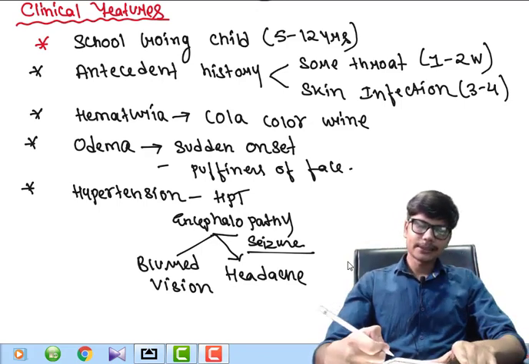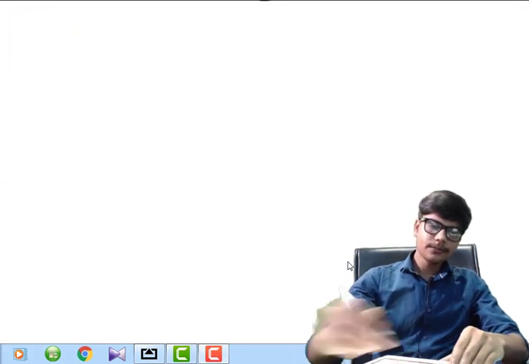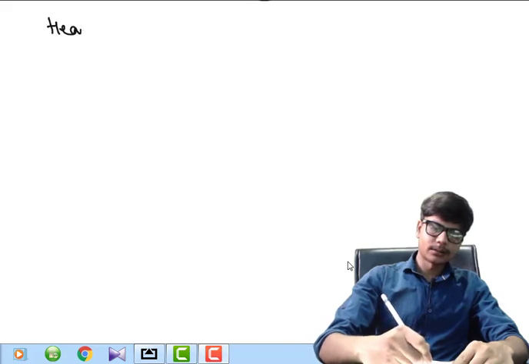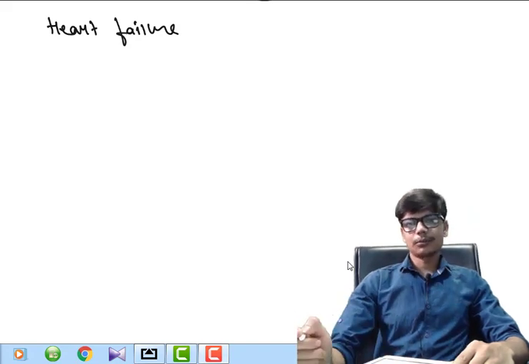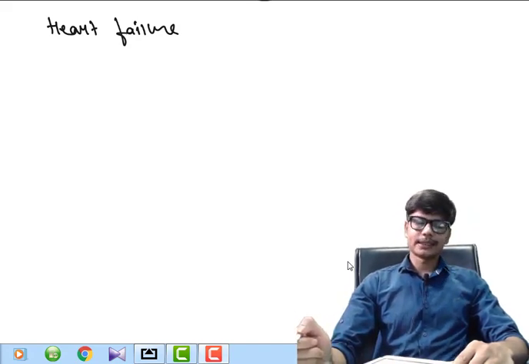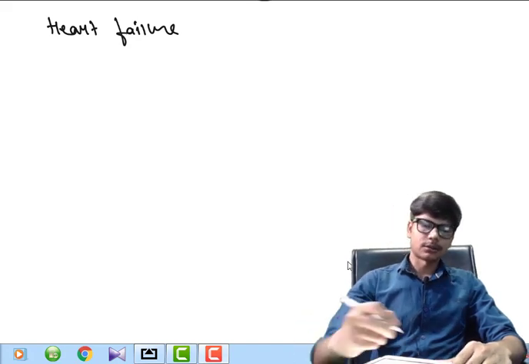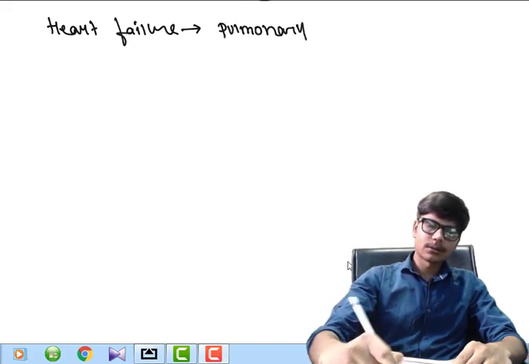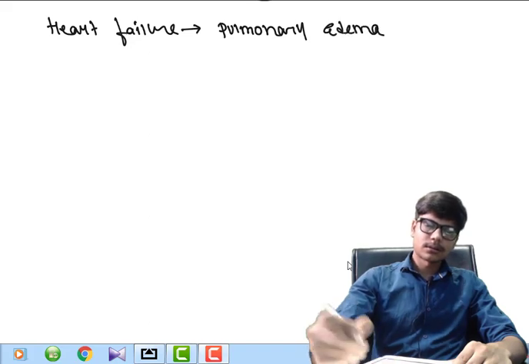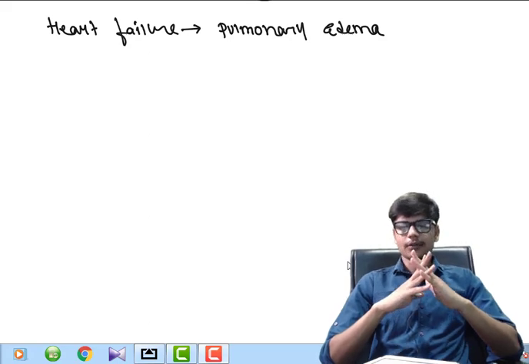So this hypertension can sometimes lead to heart failure. The signs and symptoms of heart failure will be present in a patient of APSGN due to hypertension, and heart failure can lead to pulmonary edema. The patient with heart failure and pulmonary edema will present to us with respiratory distress, cough and orthopnea.